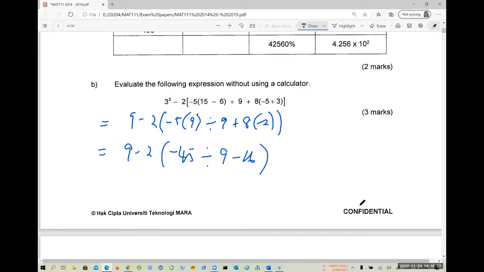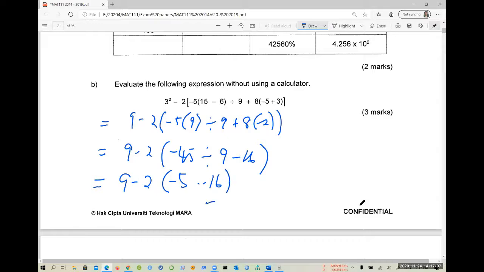Okay, so next you have 9 minus 2. So negative 45 divided by 9. So you get negative 45 divided by 9, you get negative 5. Sorry about that. Okay, you get negative 5 and then minus 16.